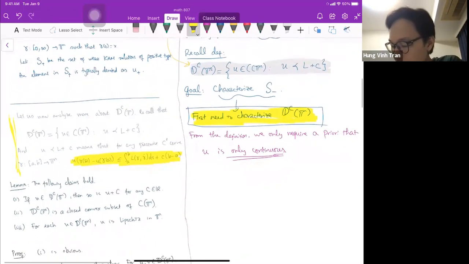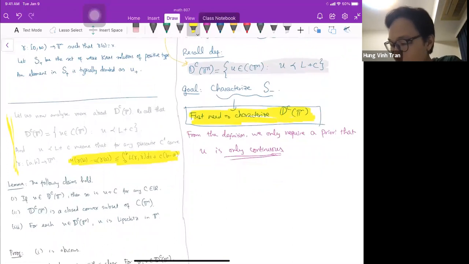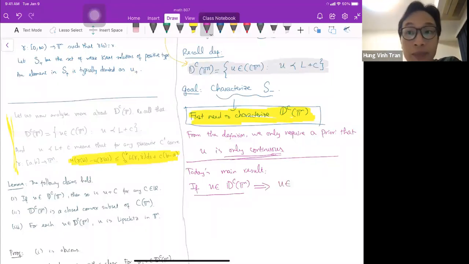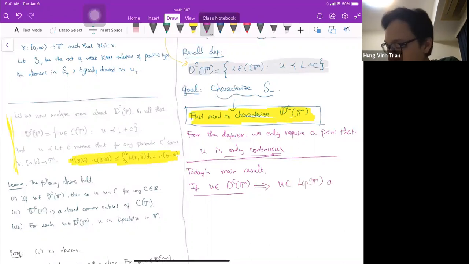So our main theorem for today, today's main result, is going to be that if u is in D_c(T^n), then we would be able to conclude that u is actually better than being continuous. u is going to be Lipschitz on the torus, and H(x, du(x)) is less than or equal to c almost everywhere on the torus.